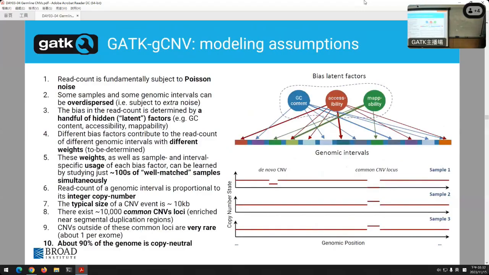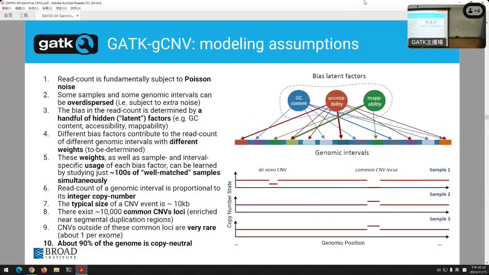Okay, so how do we do that in GATK GCNV? I'm going to go through some of the assumptions that we make and parameters that we set that form the basis of the model that we're going to use to detect copy number variation from read depth. Let me just find where I am in my notes.